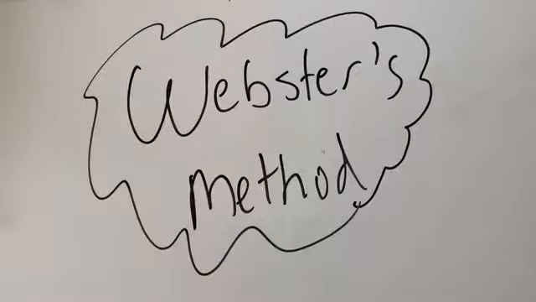Class, today I'll be teaching you Webster's method of apportionment. Webster's method was used in Congress from 1842 to 1852 and from 1901 to 1941. It carries a bias in favor of states with large populations, does not always follow the quota rule, but follows it more often than Jefferson's method.